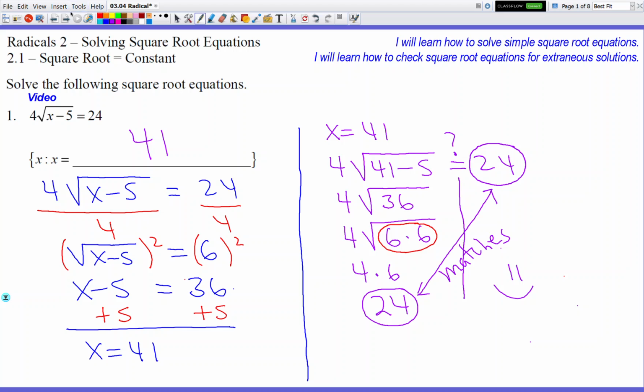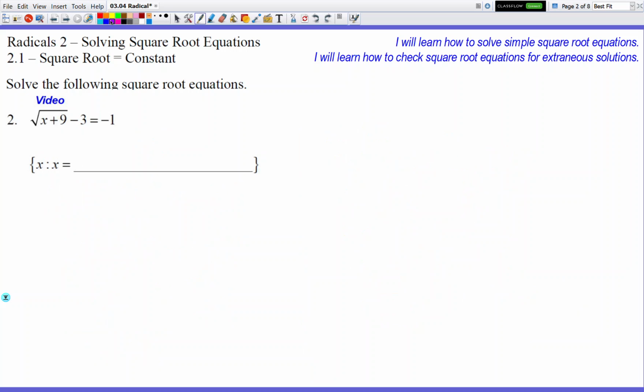Okay, so let's move on to number 2. Okay, so let's do this one. So let's write down the problem. So we got square root of x plus 9 and then minus 3 on the outside equals negative 1. Okay, so let's solve for x. So let's get rid of this negative 3 first.